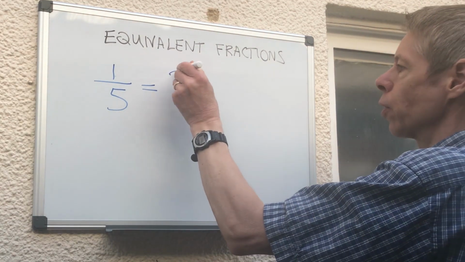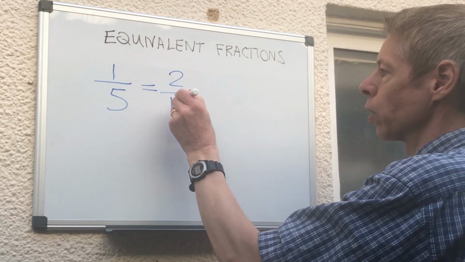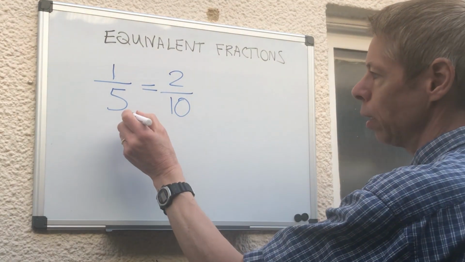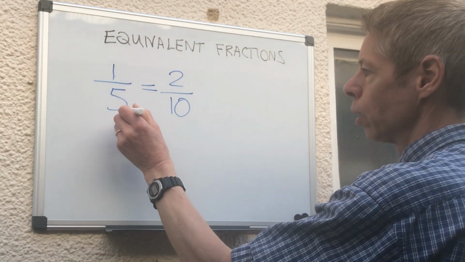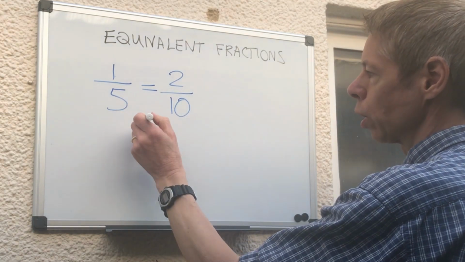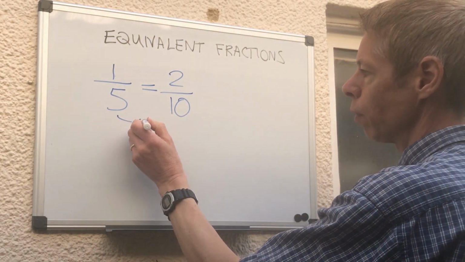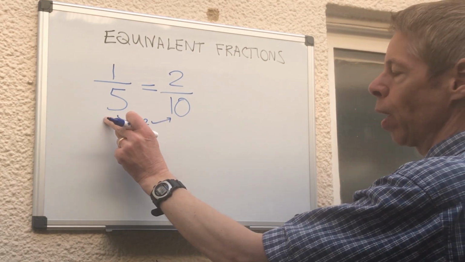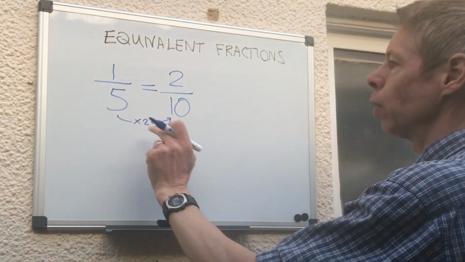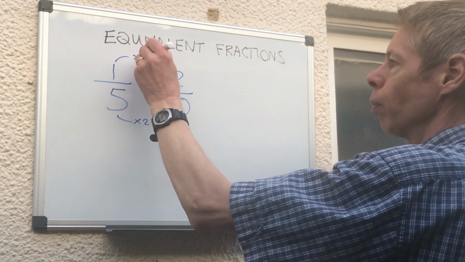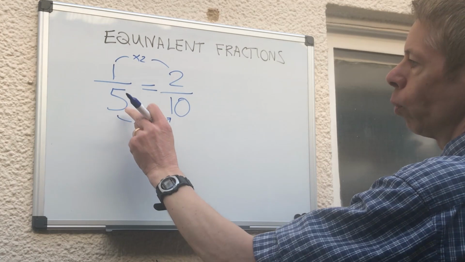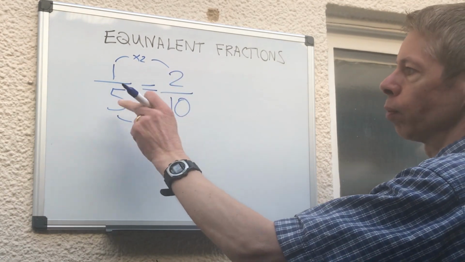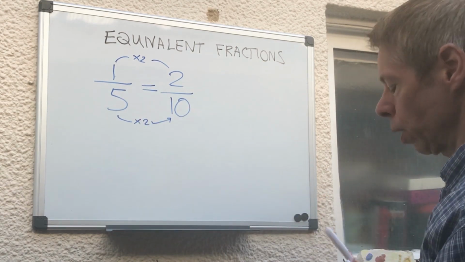Again, a lot of you are going to say straight away, well, 1/5 is 2/10, which is all very well, but what if you forgot that 1/5 was 2/10? You needed to work it out. So again, 5 times what equals 10? 5 times 2 equals 10. So we've multiplied that bottom number by 2, so we're going to multiply the top number by 2. So 5 times 2 is 10, 1 times 2 is 2, so 1/5 equals 2/10.